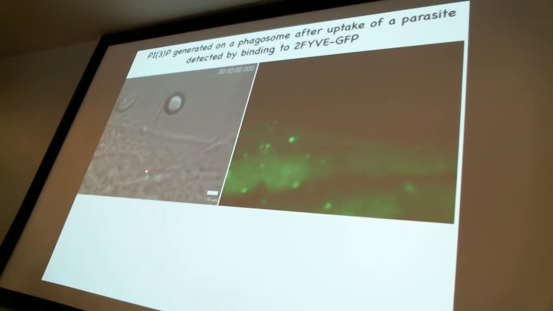So this is a macrophage that is going to take up this parasite, and what we are using as a reporter here is this 2xFYVE-GFP. FYVE is a protein domain that recognizes specifically PI3P. So you're going to see that as the parasite starts getting engulfed, it gets really intensely recruited, stays there for a while, and then falls off.